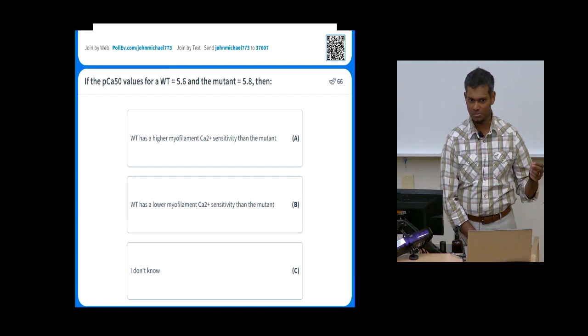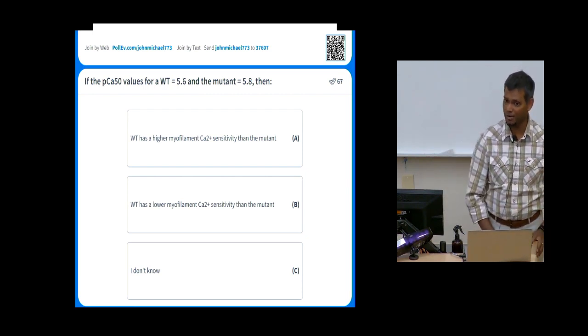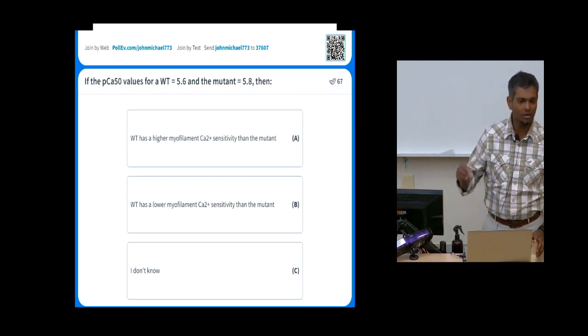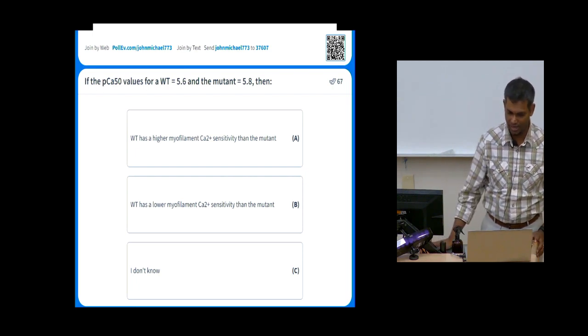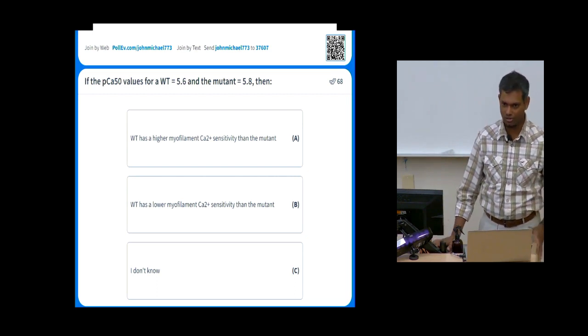we talked about. Thick and thin filament, right? So the thick and thin filaments are collectively known as the myofilaments, and the question is how sensitive they are to calcium, right? So if they have a higher calcium sensitivity, it should produce greater or less force for a given amount of calcium, greater amount of force, right?